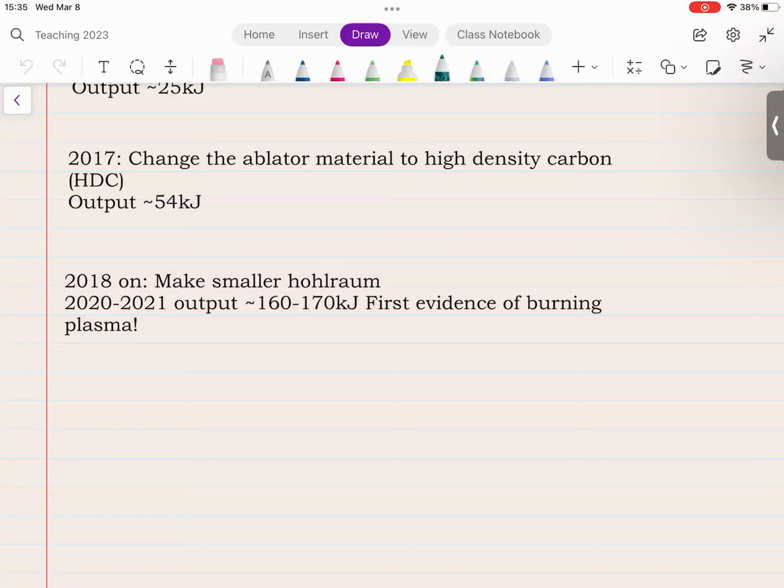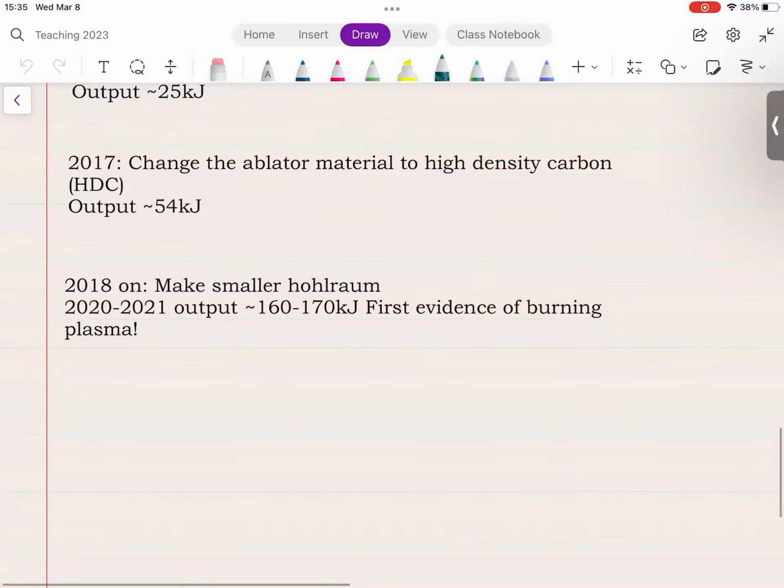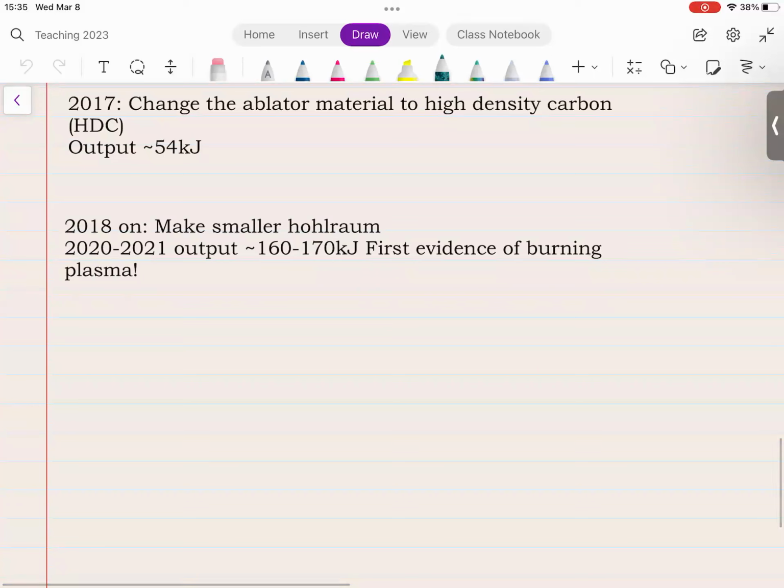That is, again, to emphasize the point that it's not just the yield, it's how close you are to the ignition threshold. And that arguably could be a better metric than the yield, but yield is easy to understand. That's why it's used more.